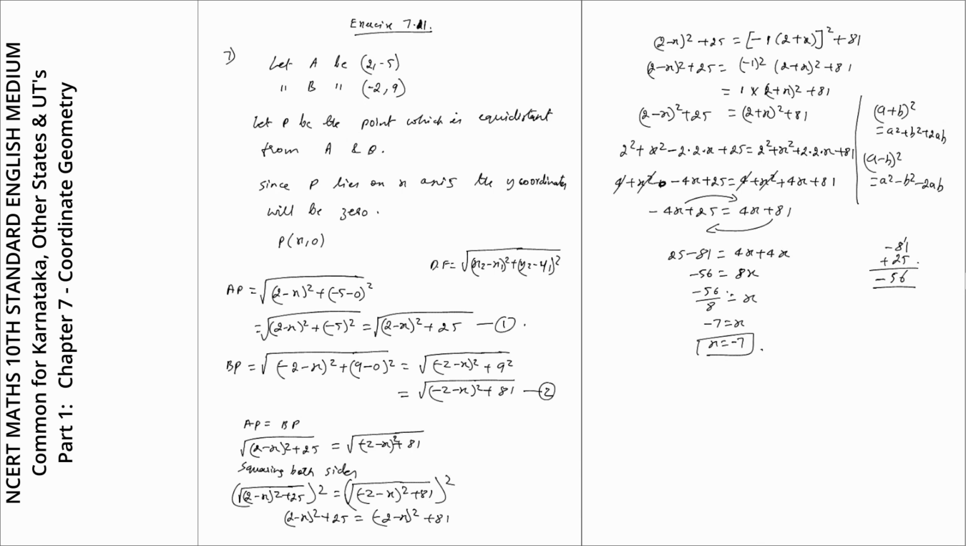Therefore, what are the coordinates of P? It is x comma 0. Therefore, the coordinates of P are x comma 0, that is minus 7 comma 0. So P lies on the x axis, therefore the y coordinate will be 0.